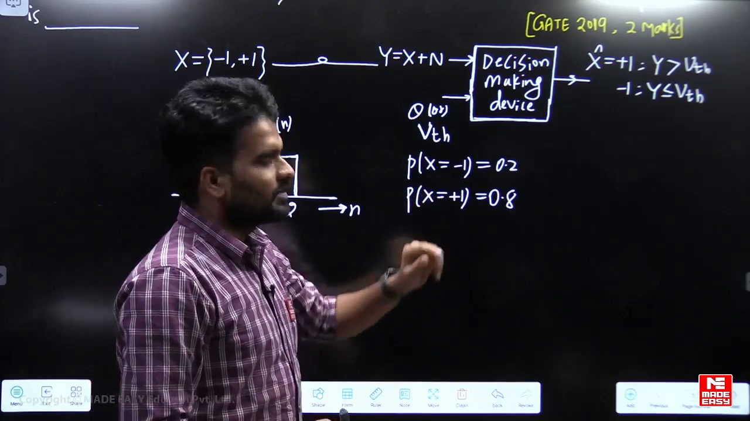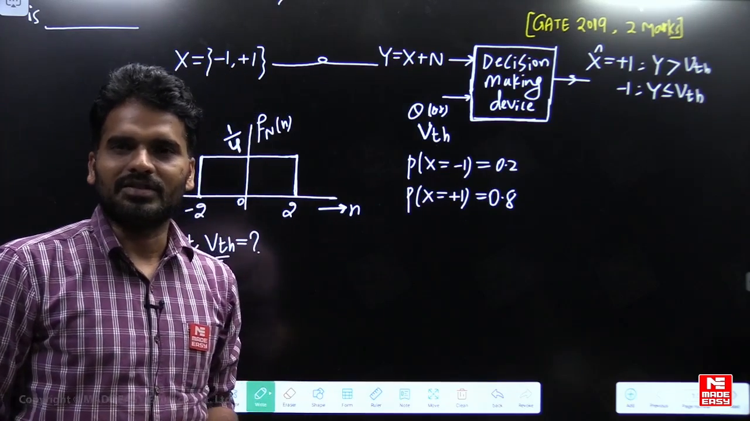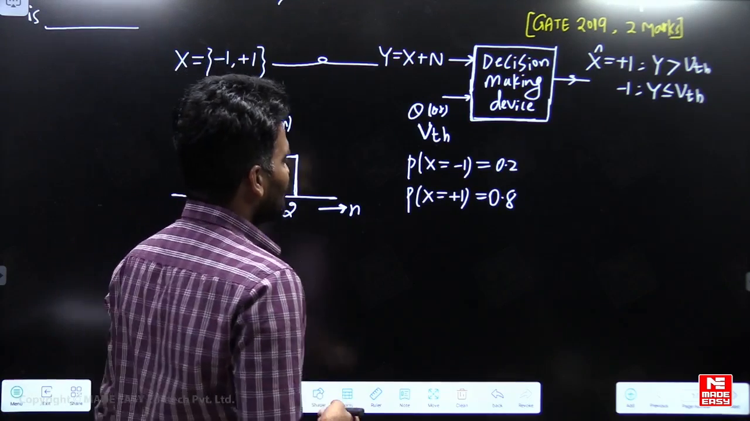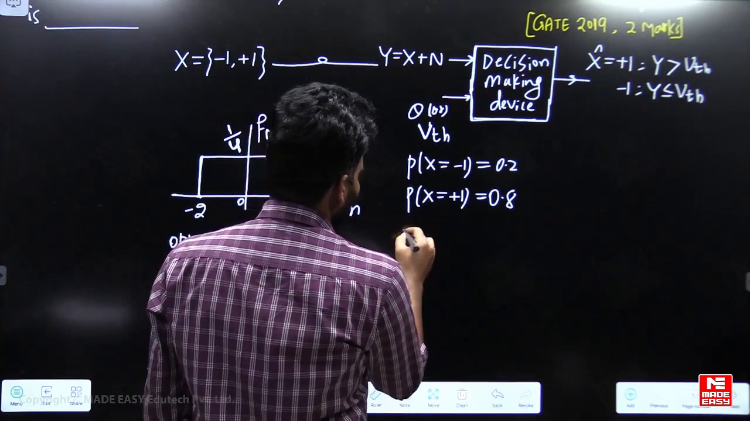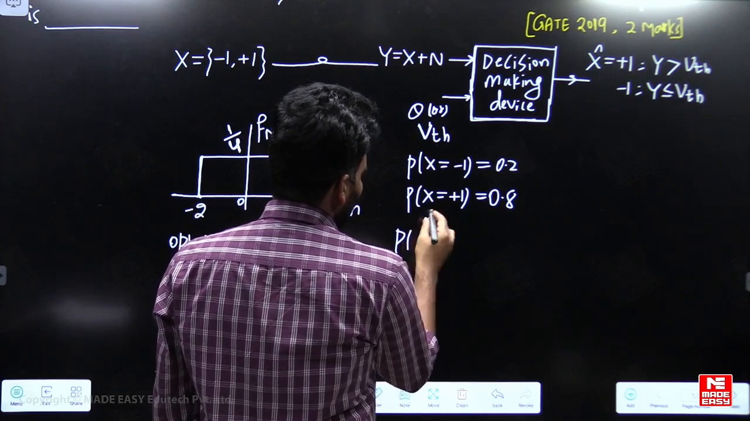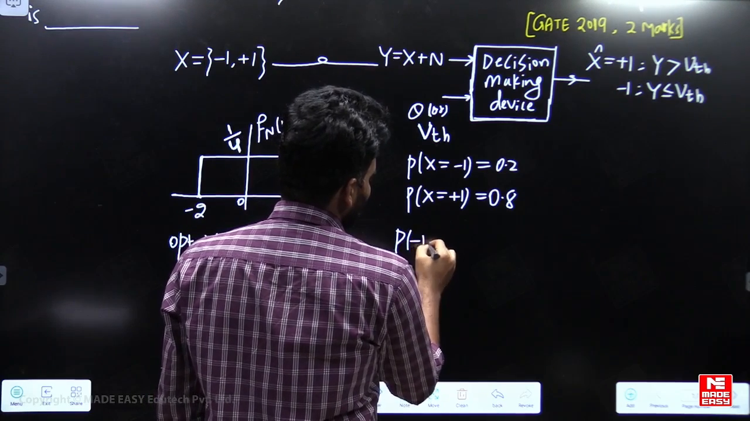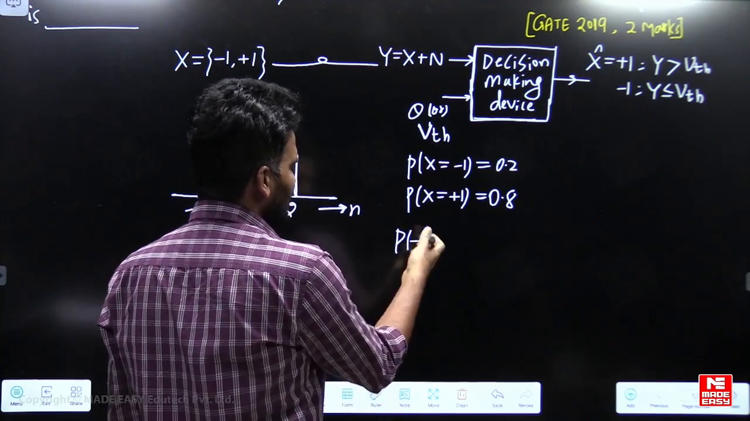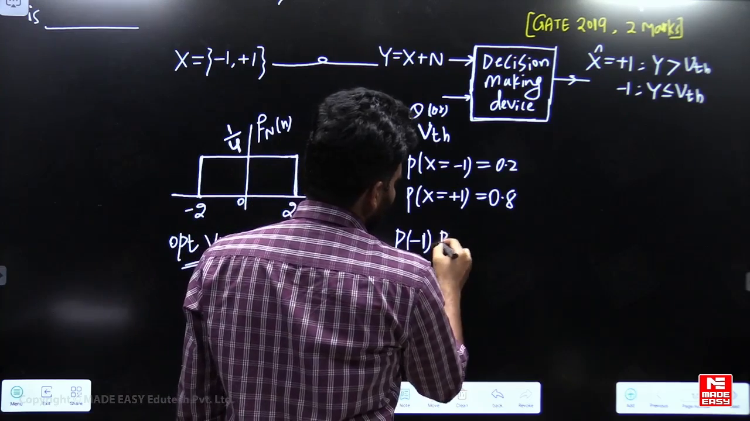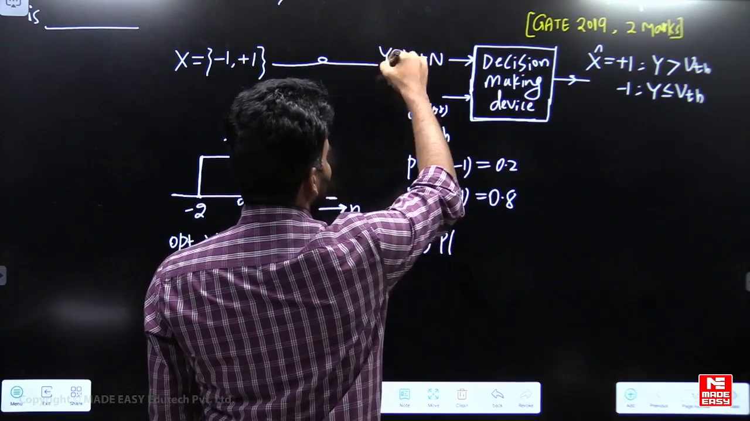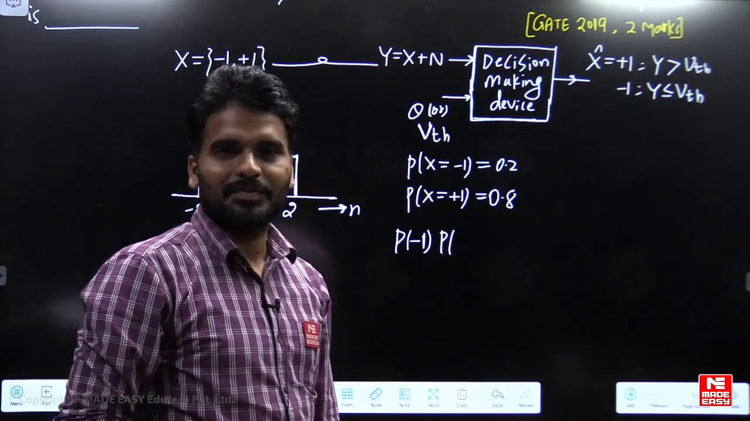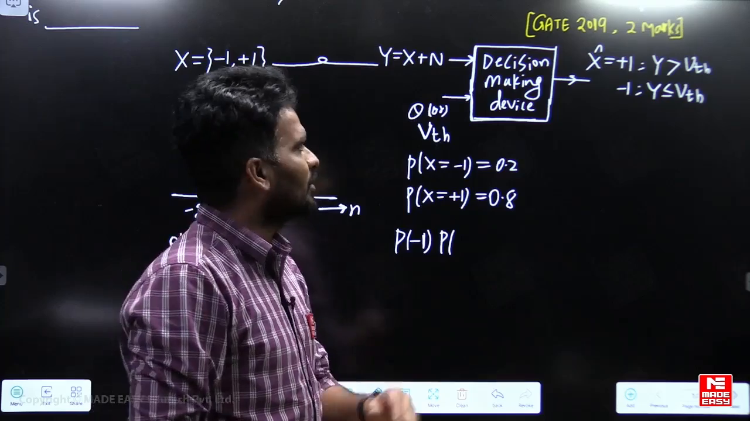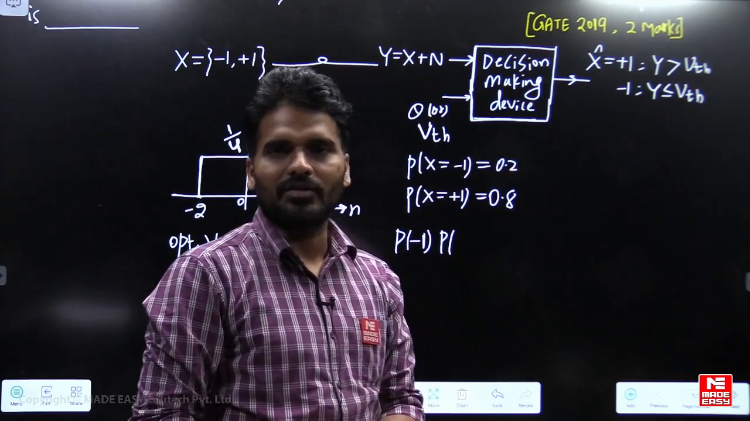Because probabilities are different here, to find the optimum V threshold, we have to use the MAP theorem. So what is that MAP theorem? Probability of x equals -1, that is the probability of -1 to be transmitted, multiplied with, what is the input of the decision making device here? Y. Based on this y value only, we make decisions in favor of +1 and -1.